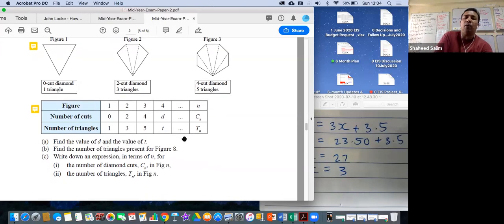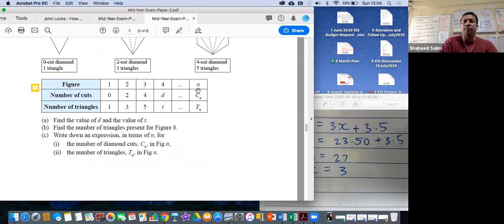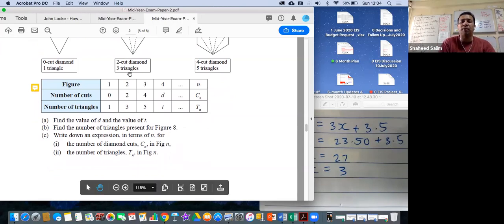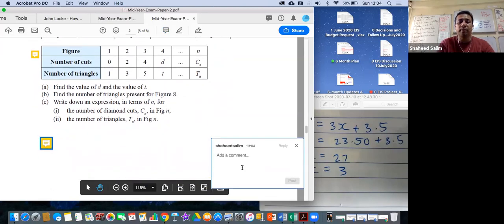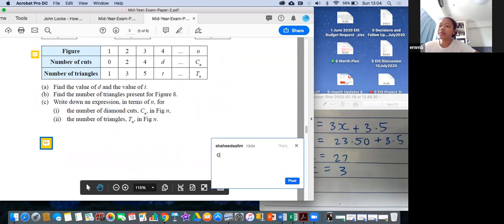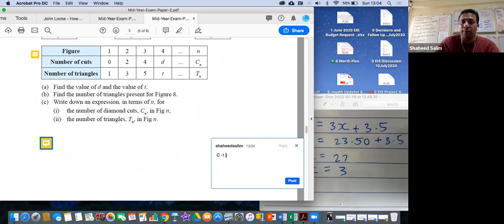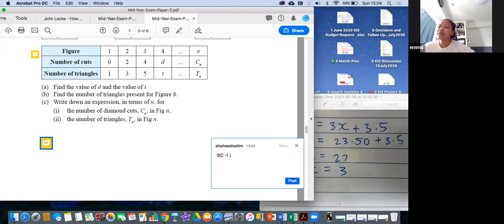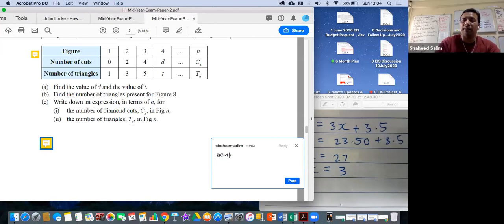So now they ask you to write an expression for the n term. So you write down what's the formula for the n term. Not national anthem. What's the n term for the diamond with c cuts? So what is it? c minus 1, times 2. We must put in a bracket first, the whole answer times 2, like that. 2c minus 2, but you leave the answer like that. Is the neat form.